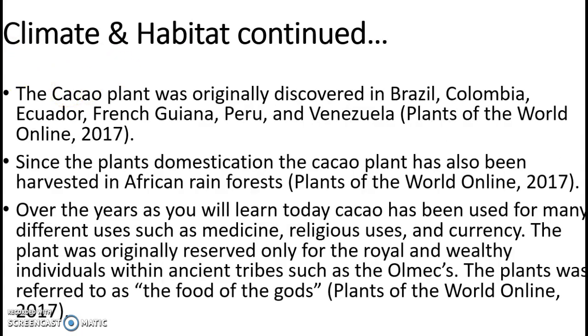The cacao plant was originally domesticated in Brazil, Colombia, Ecuador, French Guiana, Peru, and Venezuela. Since the plant's domestication, the plant has been harvested in African rainforests, for an interesting fact. Over the years, as you will learn today, cacao has been used for many different uses, such as medicine, religious uses, currency, and obviously recreational enjoyment, like we do, most of us. I don't think too many of us are trading chocolate bars for favors, but maybe.